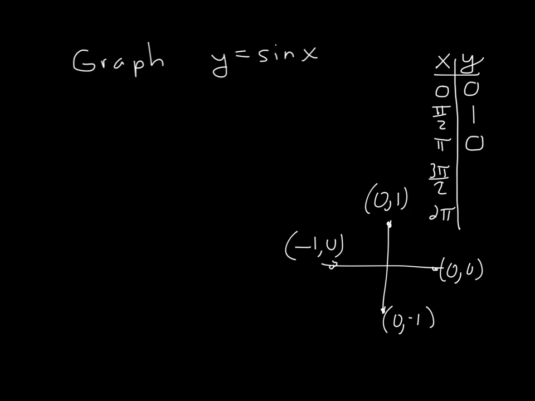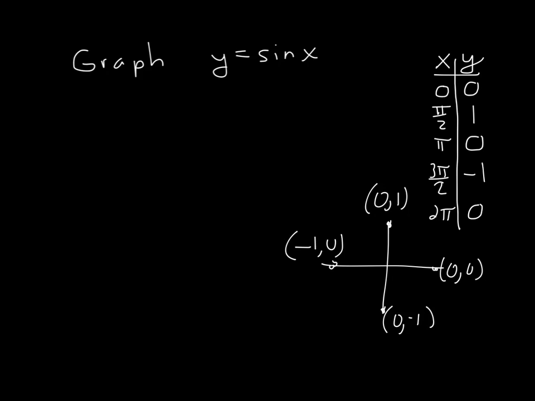Like I said, sine is just the y value on the unit circle. So at 0, it was 0. At pi over 2, it's 1. At pi, which is over here, right? This is pi over here. It's back to 0. That's why I wrote a 0 there. And then at 3 pi over 2, which is right here, it's -1. So we'll put a -1 there. And when you get to 2 pi, you're back to 0.